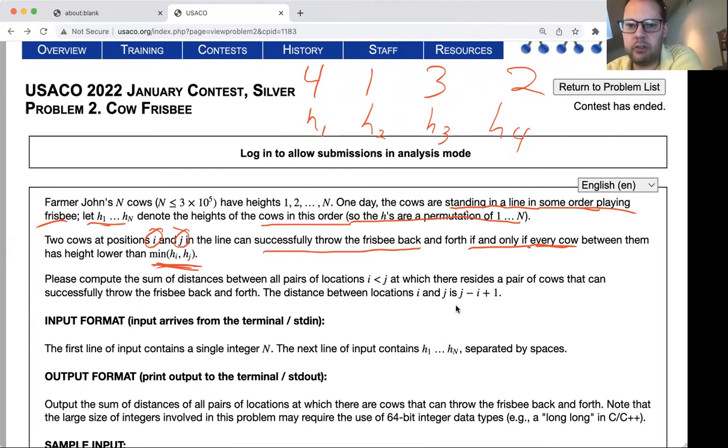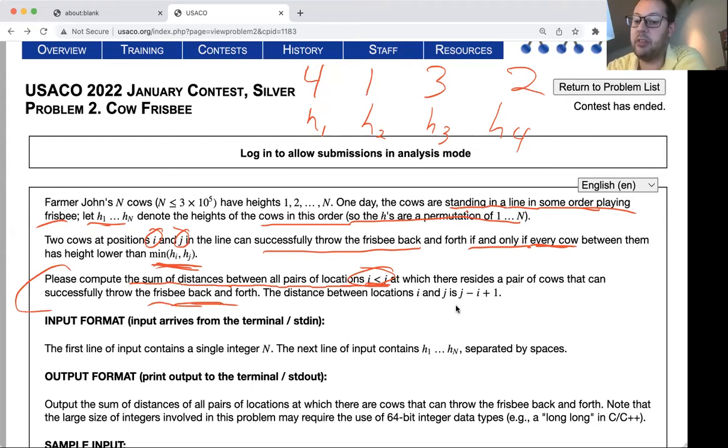All right, let's resume reading. Please compute the sum of the distances between all pairs of locations such that I is left of J. The reason they want I less than J is to make sure we don't double count. If I is here and then J is here, we count that distance. We don't want to accidentally have it reversed, where this is cow J and this is cow I, and we're counting that also as a second throw. At which there resides a pair of cows that can successfully throw the Frisbee back and forth.